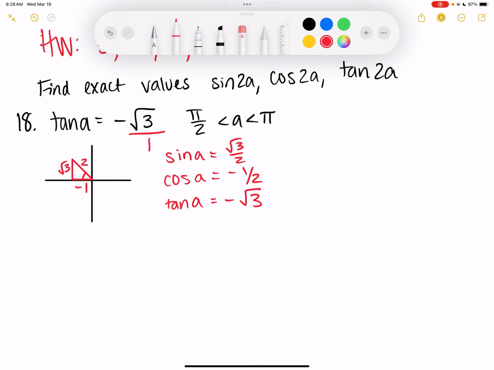All right, so now they want us to find the sine of 2a, the cosine of 2a, and the tangent of 2a. So we have all those lovely formulas that Ryan brought with him today.